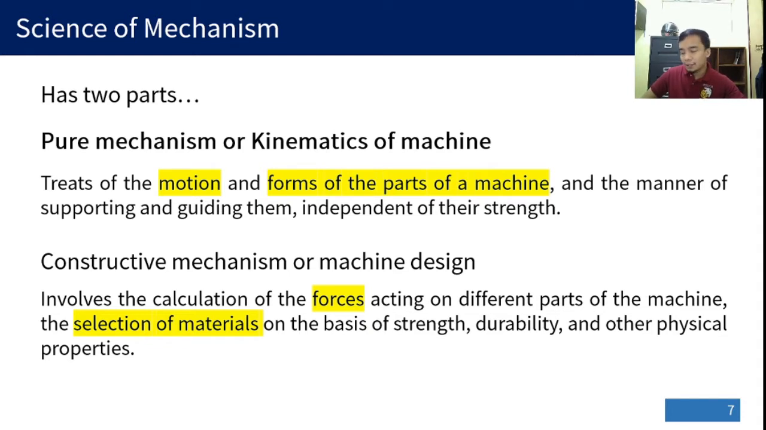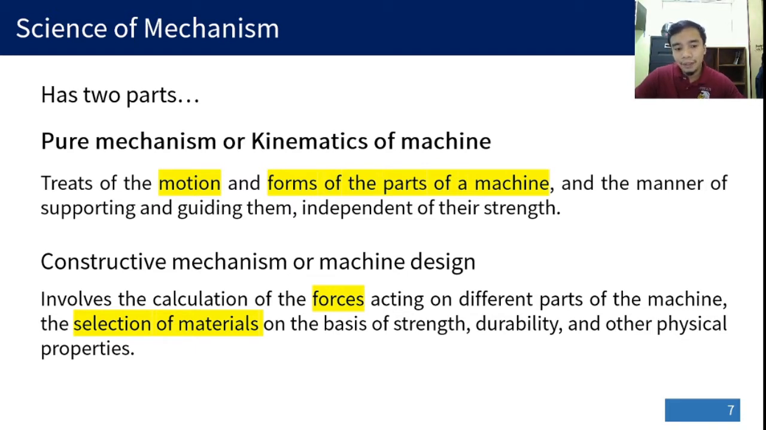So kaning independent of their strength mao na siya ang macover sa another part sa science of mechanism, kaning constructive mechanism or machine design. Under sa machine design, mag-involve na sa calculation of forces nga mag-act sa katong different parts sa kaning machine.